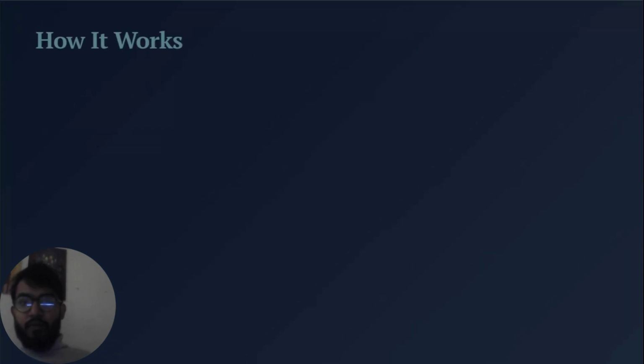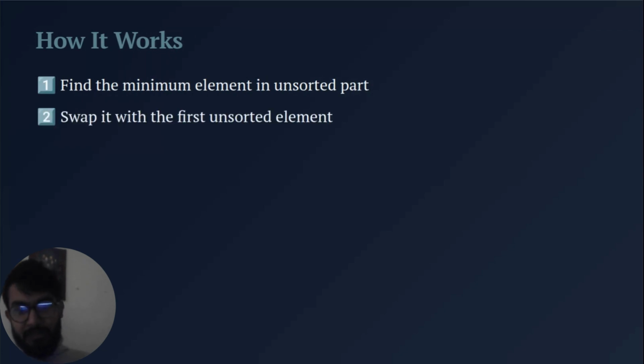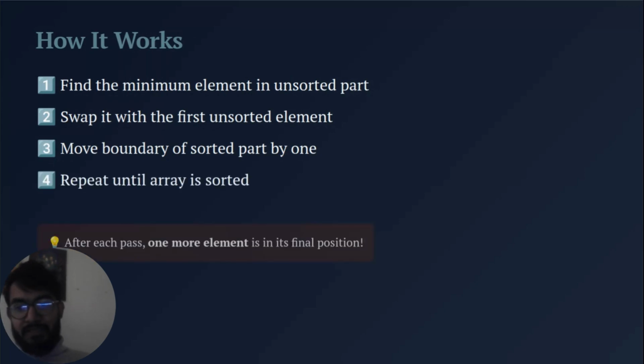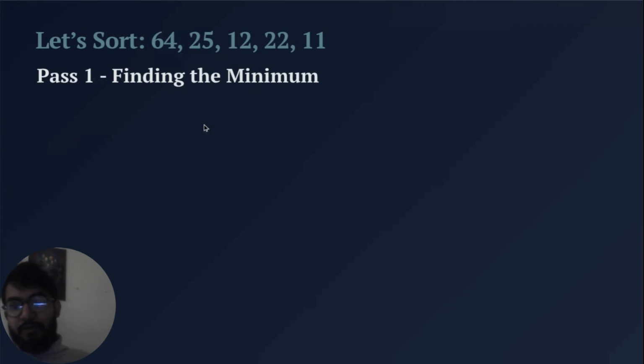Well, now the most important thing we need to understand is how it works. We need to find the minimum element in the unsorted part, and we need to swap it with the first unsorted element, move the boundary of the sorted part by one, and repeat until it is sorted. And after each pass, one more element is in its final position. So I think probably many of these things still go over your head. So let's visualize how it actually works.